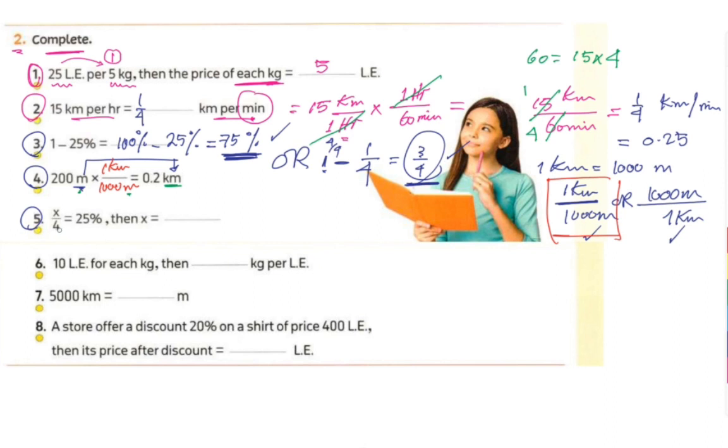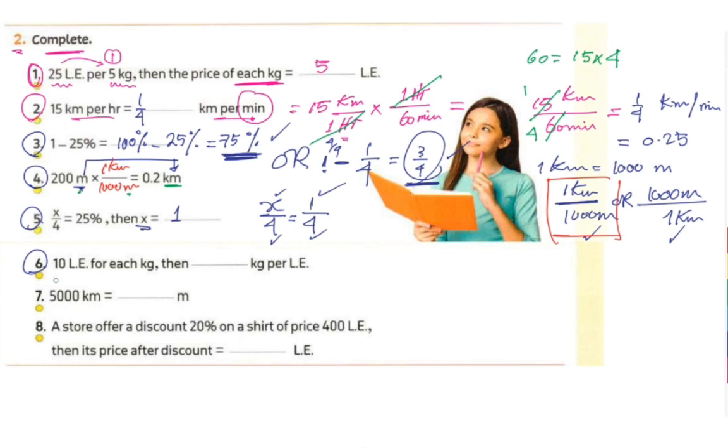X over 4 equals 25%. Then the value of x? Note with me. 4 over 4. 25% equals what? 1 over 4. That's right, because 25 over 100. That's easy. X over 4 and 1 over 4, so x equals 1.